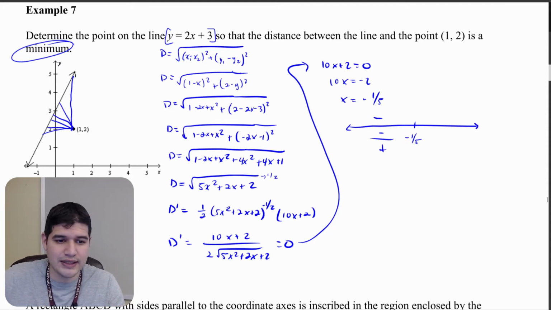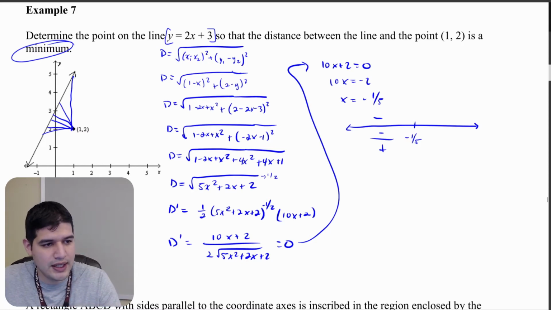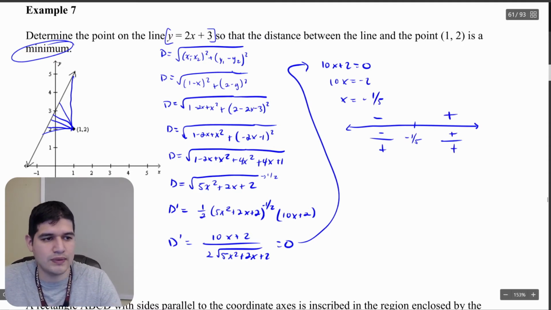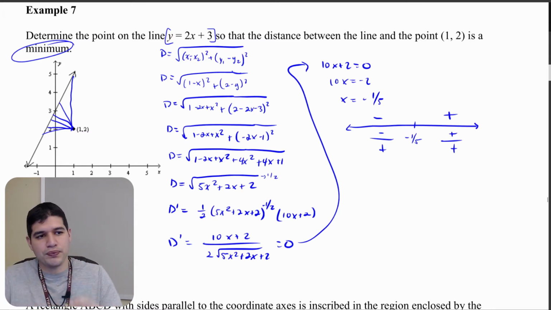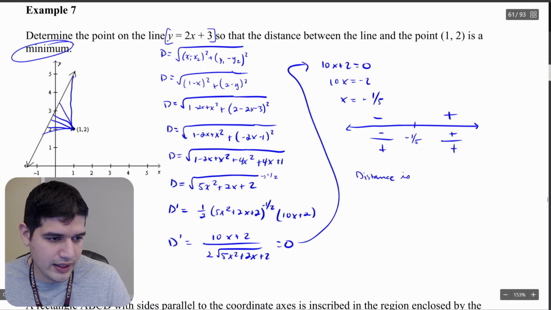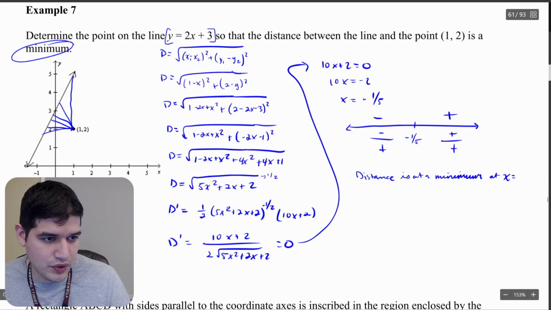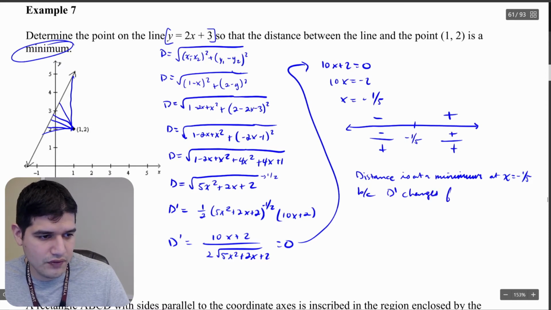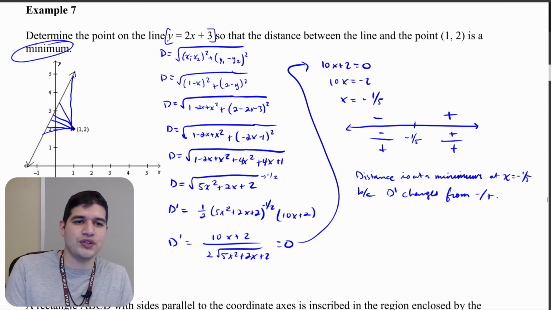On the right side, let's substitute in 0. I'm going to get a positive in my numerator, and 2 times the square root of 2 is positive, so positive over positive. It all comes out to be positive. This proves that we have a minimum. So the distance is at a minimum at x equals negative 1/5, and the reason we know this is because d prime changes from negative to positive. Now let's find our y value. So negative 1/5.